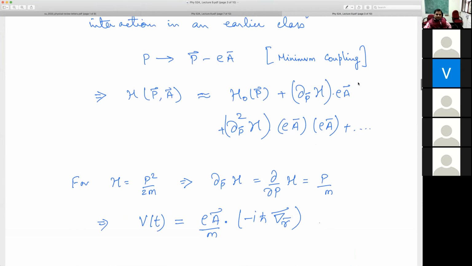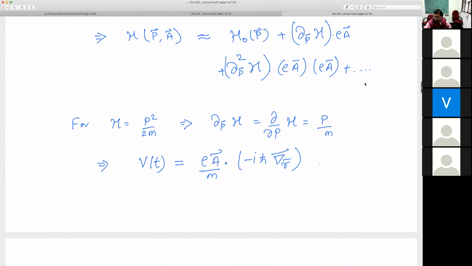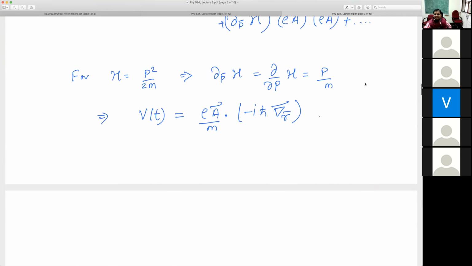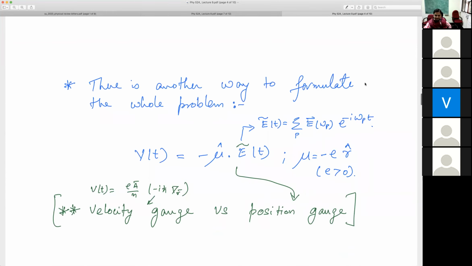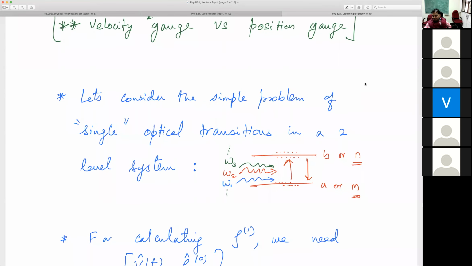Sir, a single optical transition means at a certain time A to B or B to A only? Very good question actually. Single optical transition I have not defined right now. But I am thinking in terms of the quantum limit, where I'll only absorb or emit one photon.